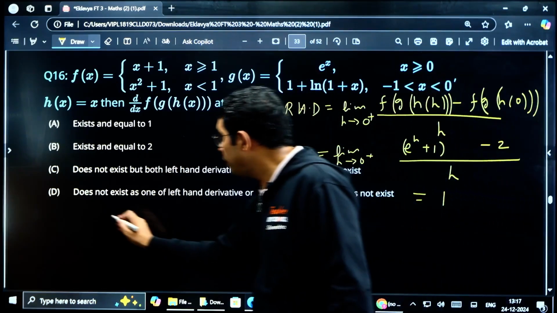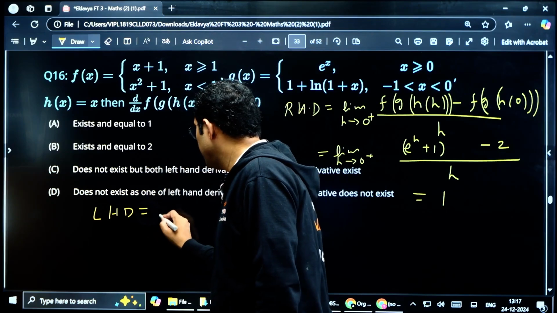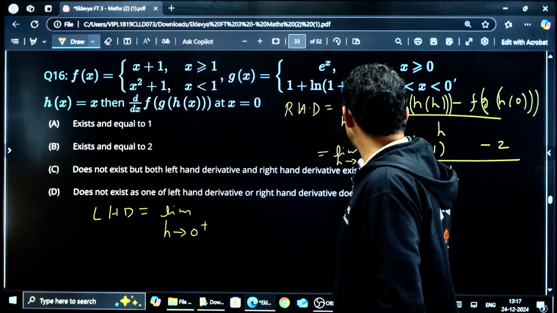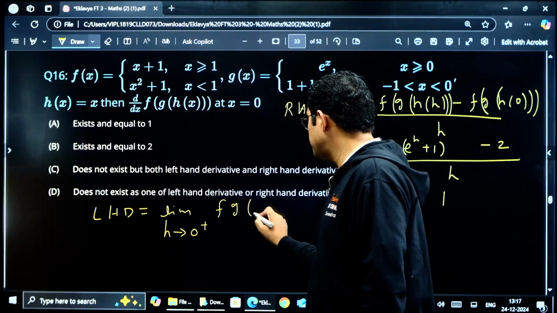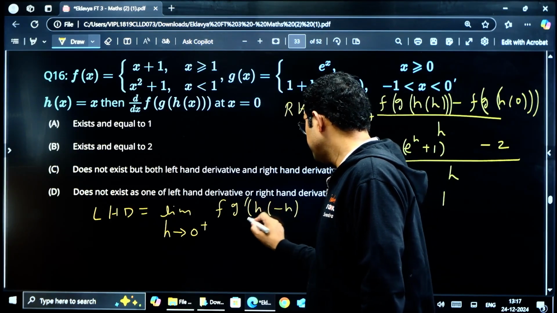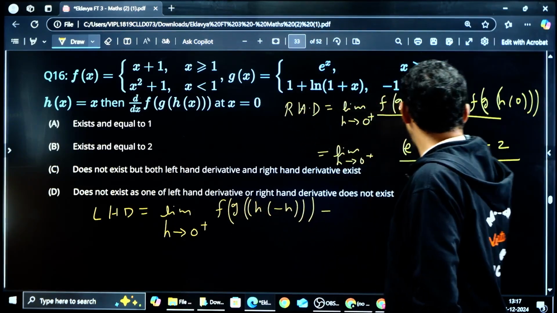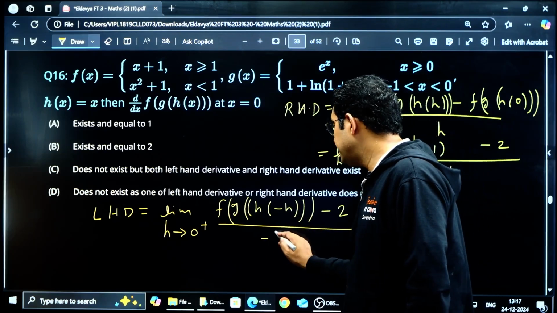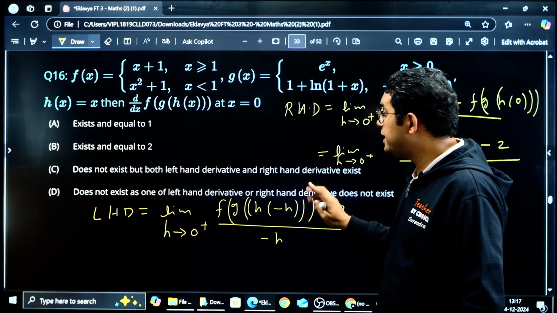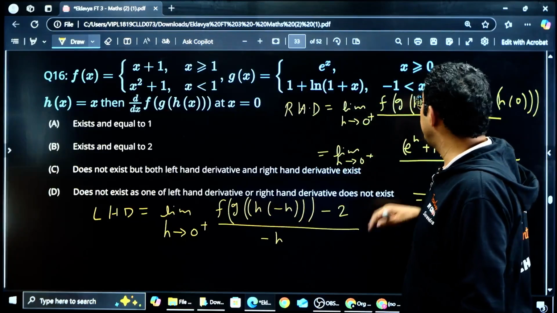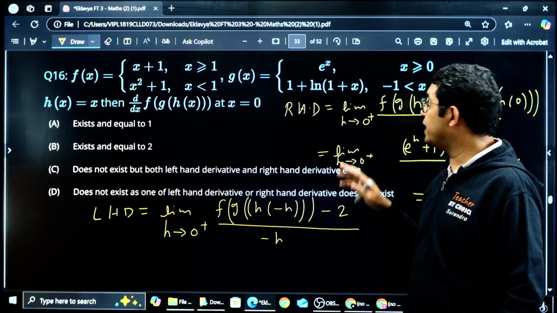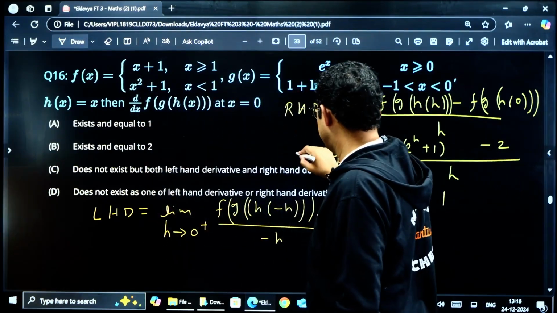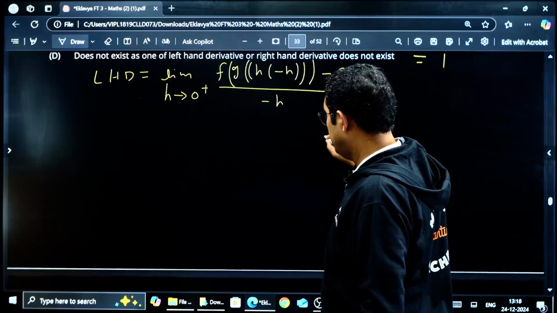Now in a similar way we will do the calculation for LHD. LHD will be limit h approaches 0. Again I am putting plus here, but please see, I will be putting f of g of h of minus h, and minus f of g of h of 0, which will be again the same as 2, upon minus h here. Now h of minus h will be minus h, that is slightly negative. Slightly negative means it will be given by 1 plus ln of 1 plus x. So here it will be, let me take some more space. Okay, I'll do one thing.